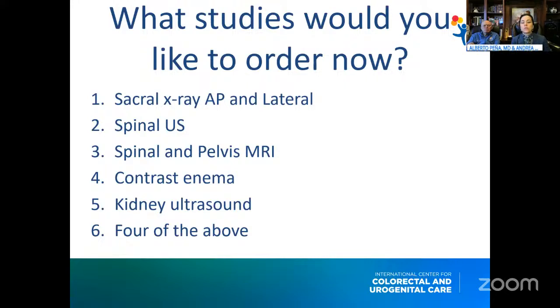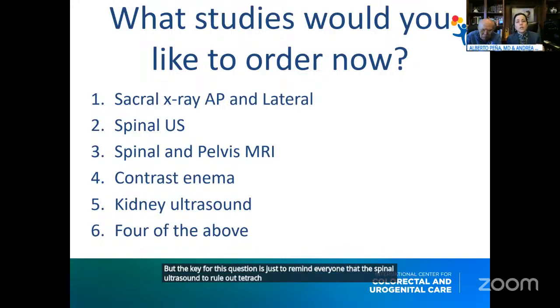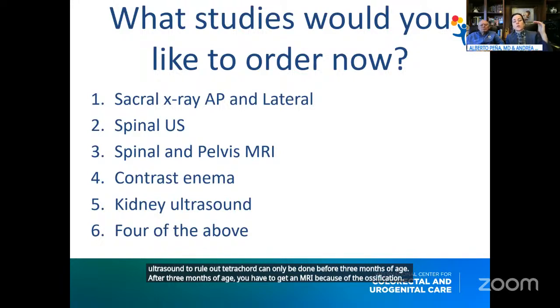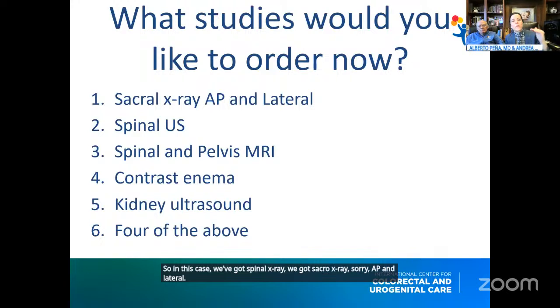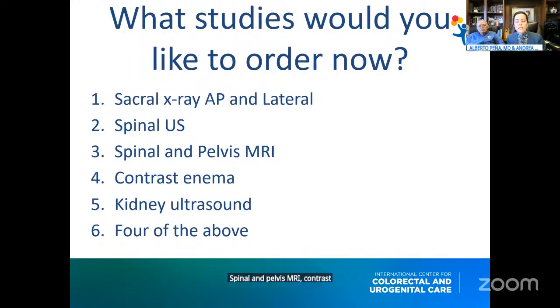The reason why we said we have to do the entire screening for anorectal malformation, but the key for this question is just to remind everyone that the spinal ultrasound to rule out tethered cord can only be done before 3 months of age. After 3 months of age, you have to get an MRI because of the ossification. So in this case, we got spinal X-ray, sacral X-ray, AP and lateral, spinal and pelvis MRI, contrast enema, and kidney ultrasound.